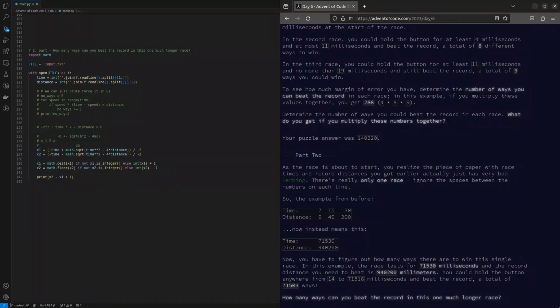Because race time is discrete, we must ceil the first root and floor the second one. Beware of the edge case when the root is an integer. Then we must add or subtract 1. Oddly enough, this edge case was not included in my test data, so it might be unnecessary.